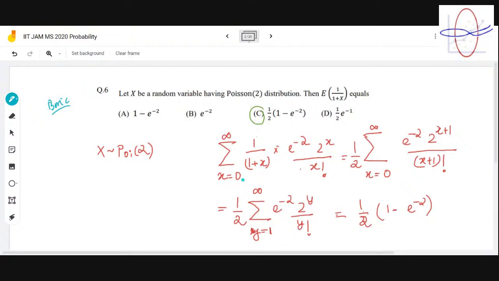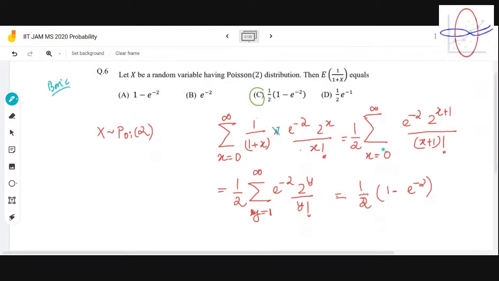A summation over x from 0 to infinity will be looking like this: 1 by 1 plus x into e to the power minus 2 into 2 to the power x by x factorial, the Poisson stuff. And you just try to compare. So the beautiful part is that 1 by 1 plus x times x factorial becomes x plus 1 factorial, in terms of exponential again. And if you just calculate this, it goes summation x from 0 to infinity e to the minus 2 times 2 to the power x plus 1 by x plus 1 factorial. And this looks like Poisson, but it's not Poisson, it's just missing one term.